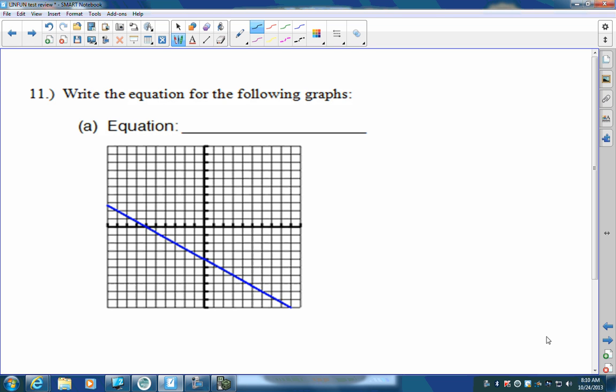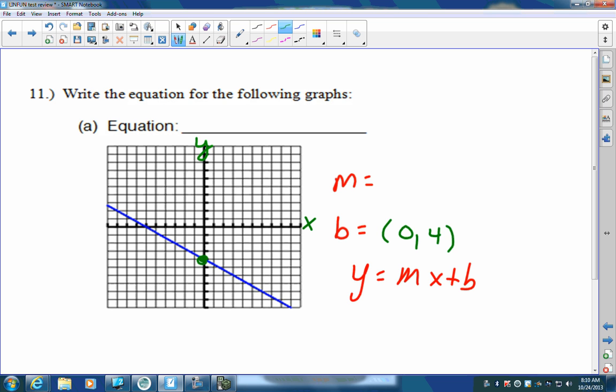Number 11 says write the equation for the following graph. All right, we need the y-intercept and the slope to write your equation. So I have x and y. My y-intercept, 1, 2, 3, 4. My y-intercept is 0, negative 4. My line from left to right is going down. It's decreasing. It's going to be a negative slope.